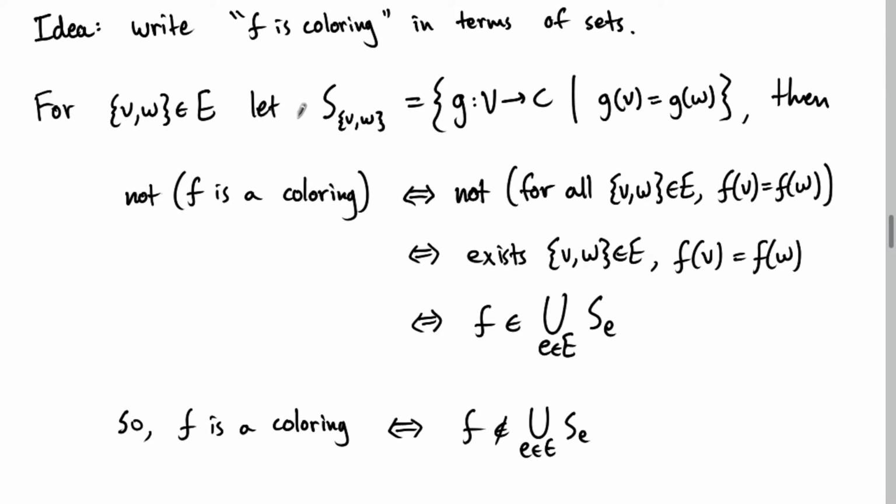Okay, so to do this calculation, the idea is we're going to try to write F as a coloring in terms of sets, in particular somehow involving a union of sets, because then we can apply the inclusion-exclusion principle. So for every edge, let S sub that edge be the set of all functions from V to C. They're not colorings, they're just assignments of colors to vertices, but with the property that the 2 vertices that are adjacent along that edge have the same color.